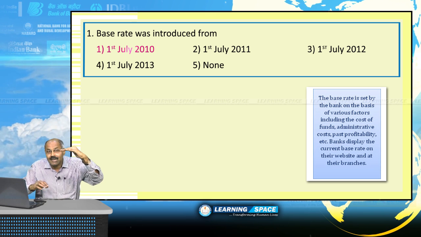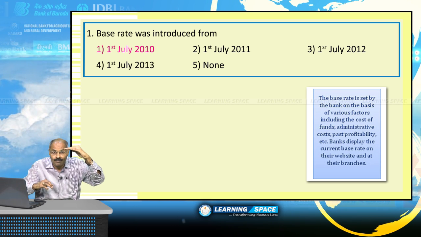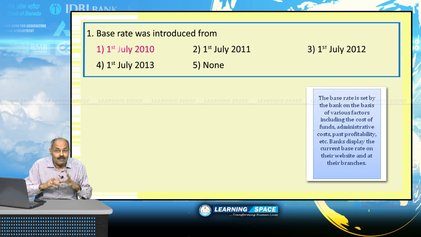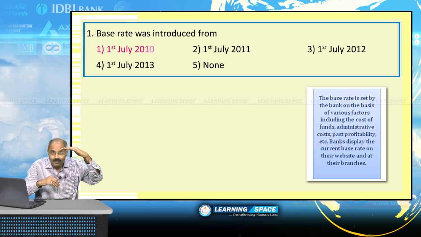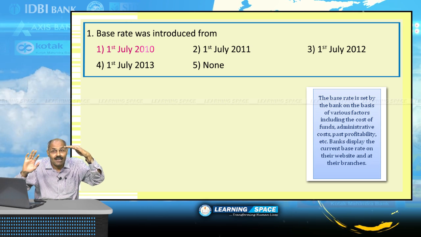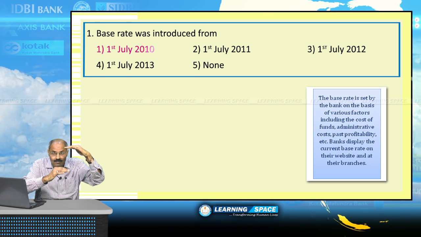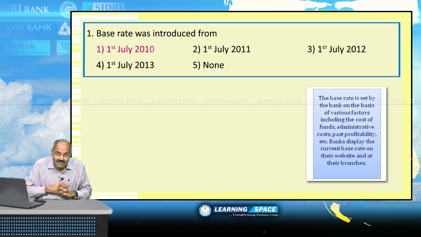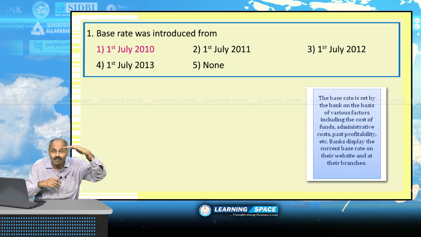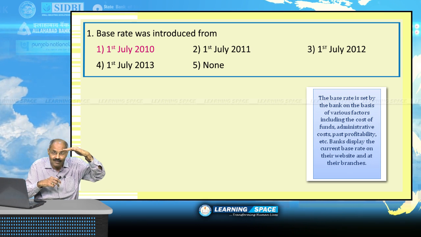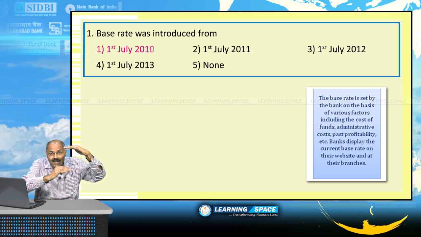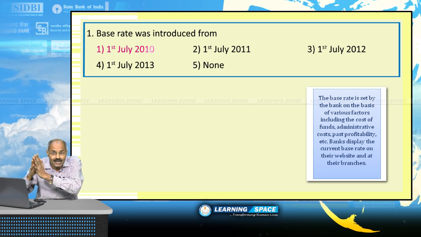Here base rate is the rate banks have to fix. The asset liability management committee of the banks will decide the base rate, and banks should not give loans to any customer below base rate except some exempted categories. The importance of base rate is that it is to be fixed by the asset liability management committee of banks, and banks should not give loans to any customer below base rate except some exempted categories.